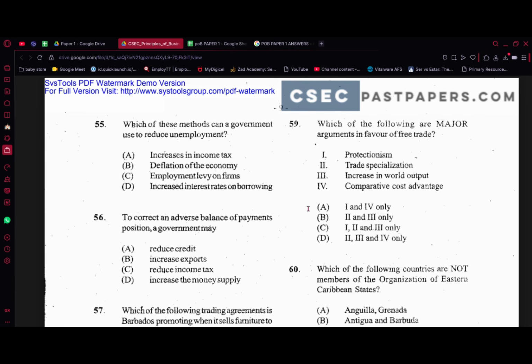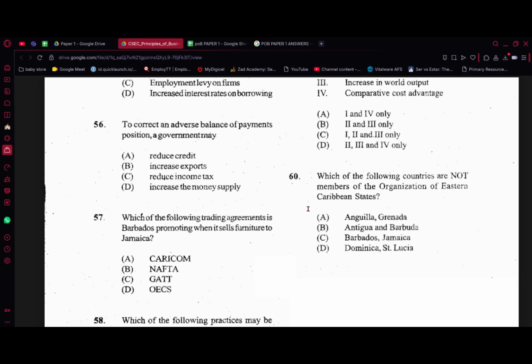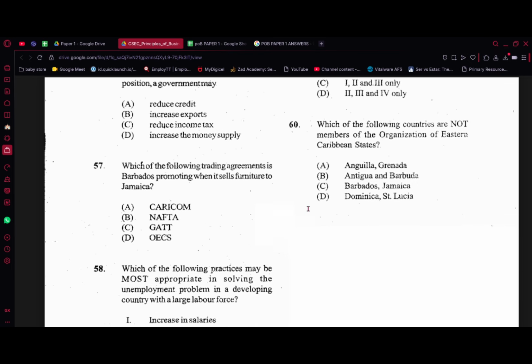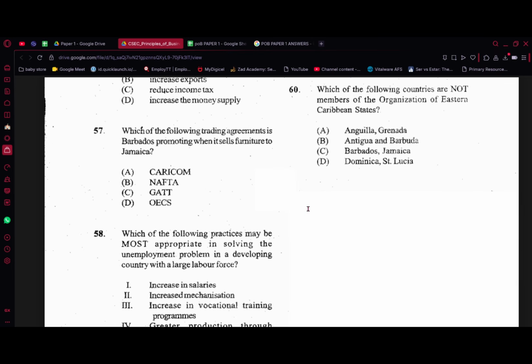55. Which of these methods can a government use to reduce unemployment? B, deflation of the economy. 56. To correct an adverse balance of payments position, a government may B, increase exports. 57. Which of the following trading agreements is Barbados promoting when it sells furniture to Jamaica? The answer is A, CARICOM.